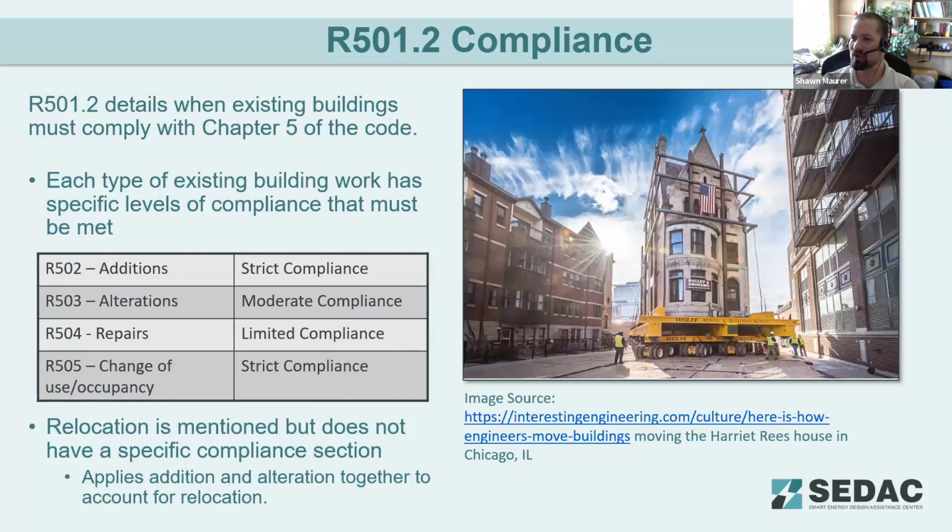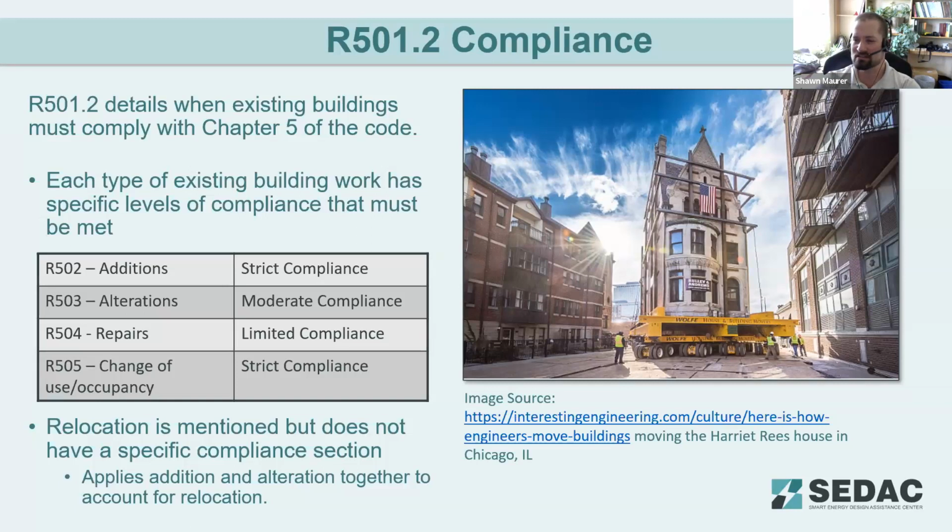So next section, getting into compliance, how to comply with the energy code. Section R501.2 details when existing buildings must comply with Chapter 5 of the code. And so again, here, it's just saying pretty much the same thing as the scope section did. If you're doing an addition, an alteration, a repair, or change of use or occupancy, there are specific requirements you have to comply with. For additions, since you're adding on a new component of the building, it tends to be pretty strict as far as you must meet the energy code as if it's new construction for the most part. There are certain exceptions that we'll get into as we move forward.